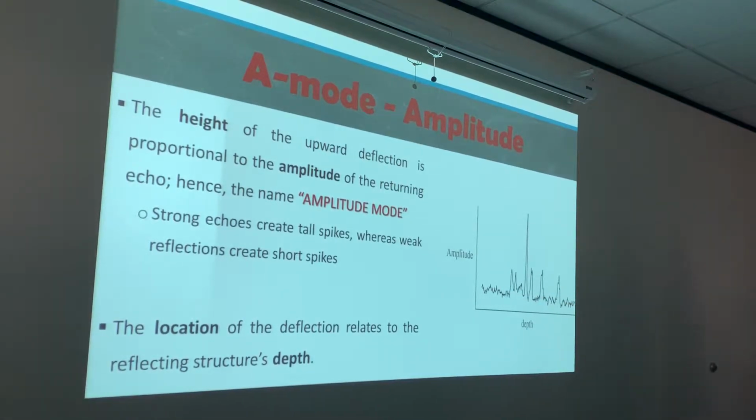The location of the deflection relates to the reflecting structure's depth. So these structures down here would be deeper. Our x-axis represents depth. These structures along the further part of the x-axis represent greater depth, so these structures will be deeper compared to these structures on this side. Our y-axis is going to represent our amplitude, the strength of those signals coming back to the transducer. We no longer use amplitude mode.